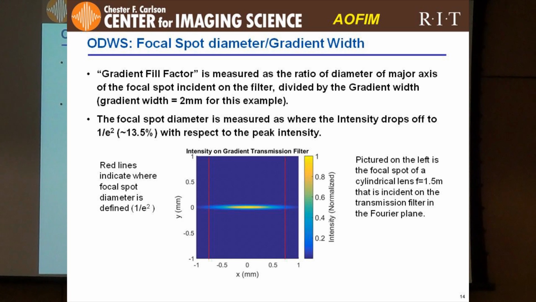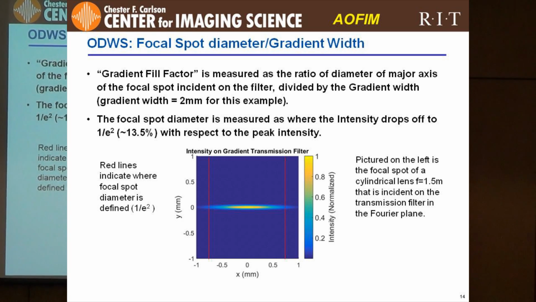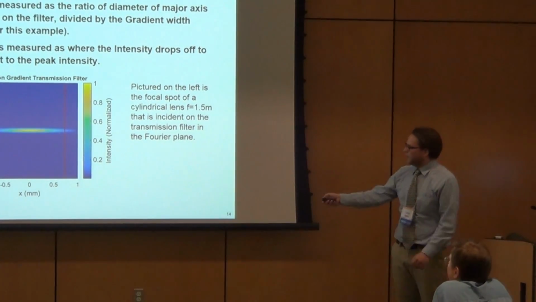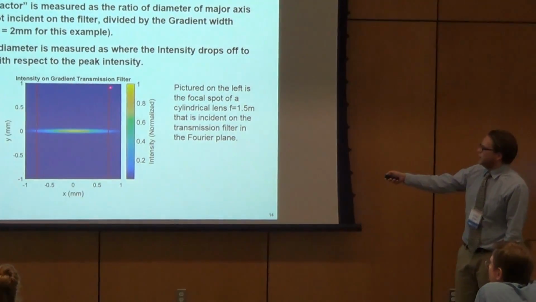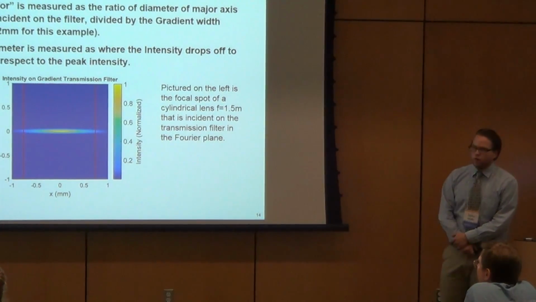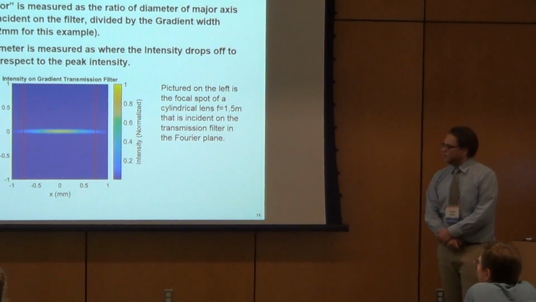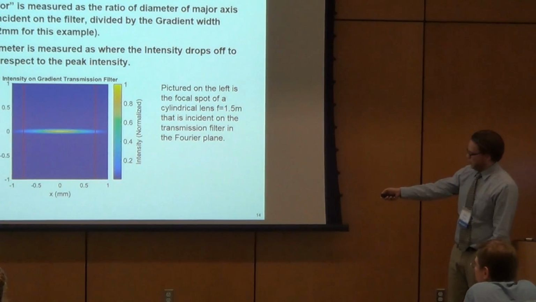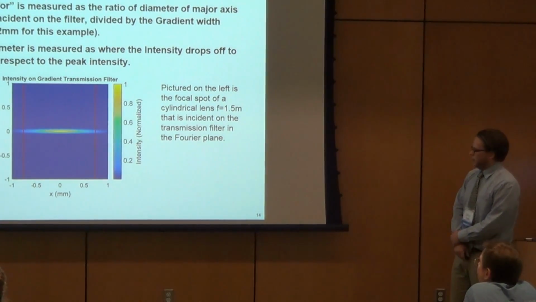That's the ratio of the diameter of the major axis of the focal spot divided by the gradient width. So what I have here with the red lines, that's what I defined as the diameter of the focal spot. It's at the 1/e² mark of the intensity. So the ratio between this diameter right here and the full width of the transmission gradient is what I used.